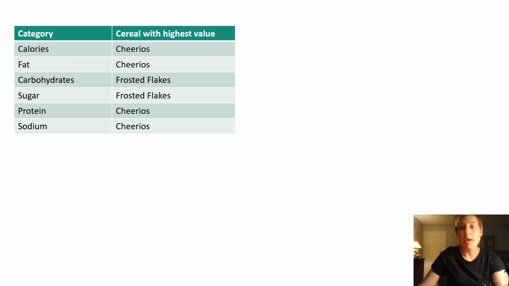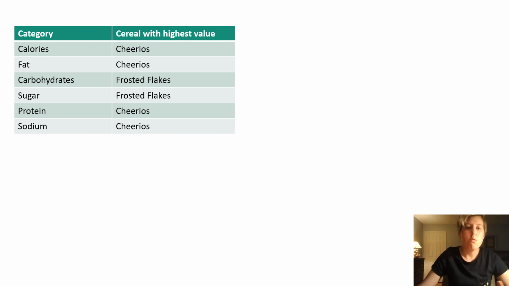So what I'm going to do is consolidate all of the values that we have. Here we have a recap of all of the different categories we just did the calculation for. For our calories, the highest was Cheerios, same for our fats. For the amount of carbs and sugars, it was Frosted Flakes. And for our protein and sodium, it was Cheerios.